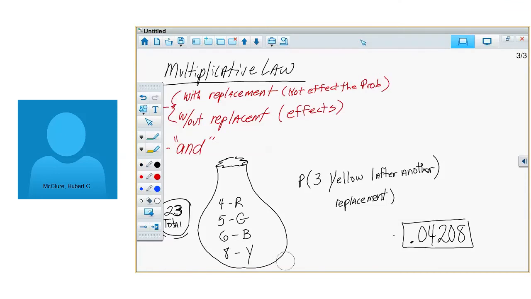Somebody tell me what that means as far as the bag and the marbles. What does that mean? You take a marble, you pull it out, and you put it in your pocket. Everybody got that picture in their head? So what happens to the marbles in the bag once you put that marble in your pocket? It becomes a different amount.